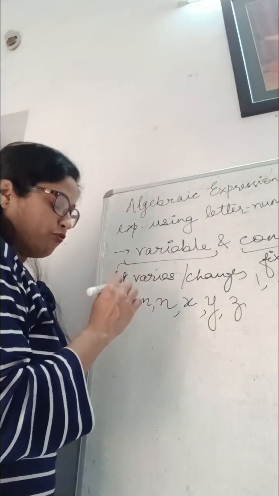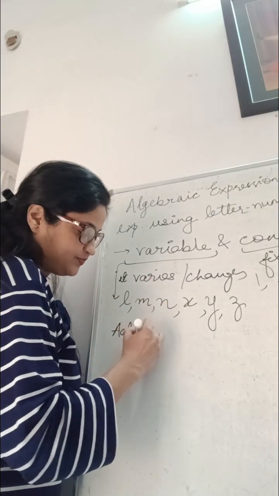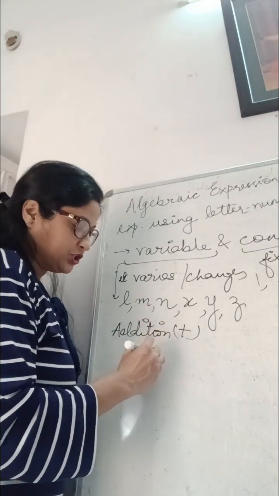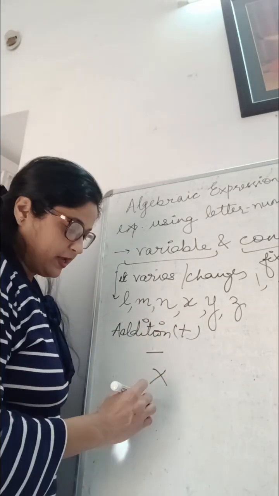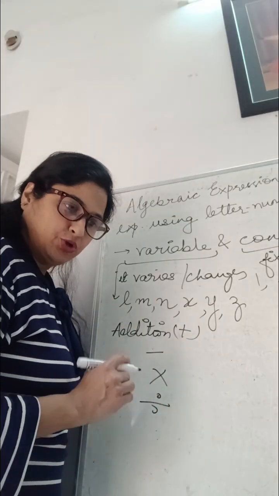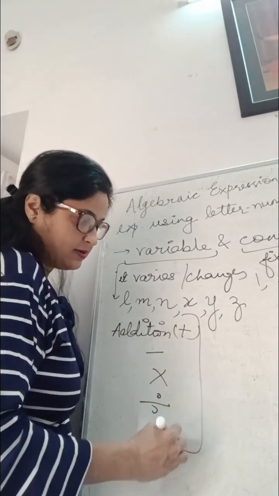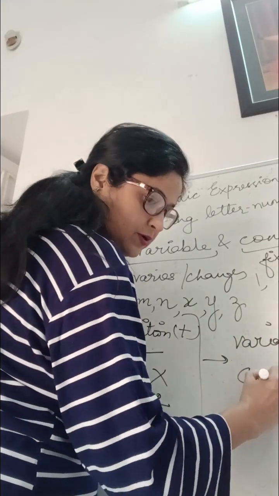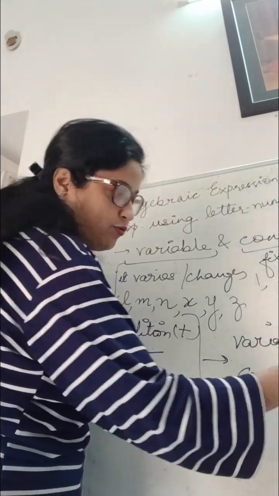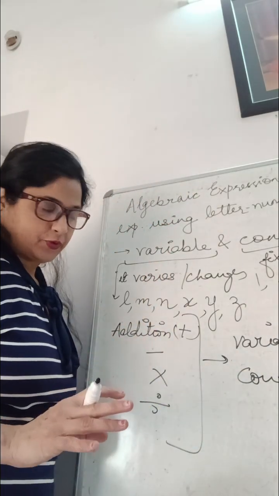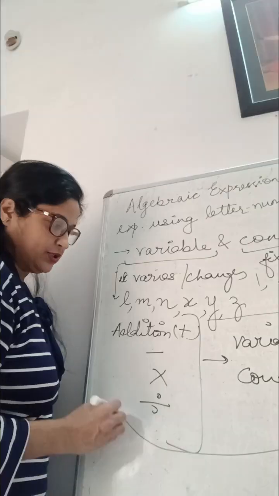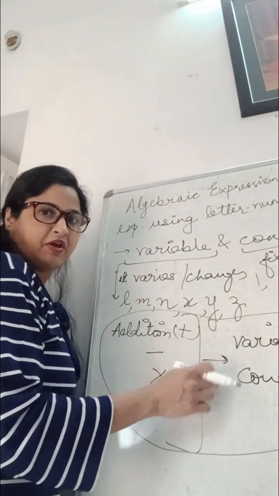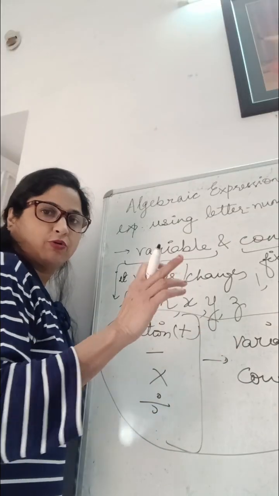Okay, so the operations of addition, subtraction, multiplication and division are used on the variables and constants to form algebraic expressions. So to form an algebraic expression, these operations will be performed on the variable and on the constant.